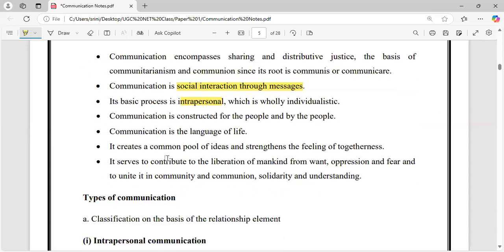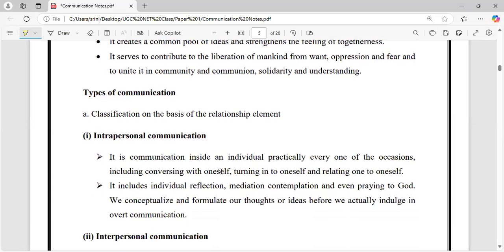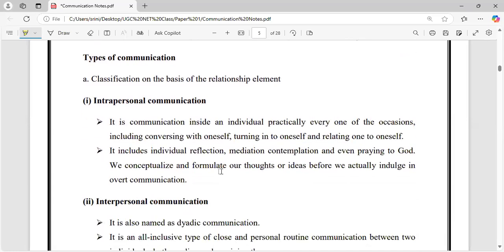Communication is the language of life. It creates a common pool of ideas and strengthens the feeling of togetherness. It serves to contribute to the liberation of mankind from want, oppression, and fear, and to unite it in community, solidarity, and understanding. The types of communication involve intrapersonal communication.